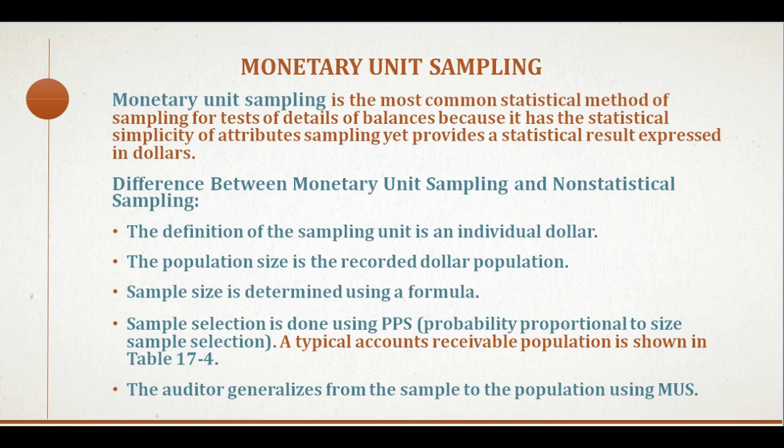The difference between monetary unit sampling and non-statistical sampling is that the definition of the sampling unit is an individual dollar. The population size is the recorded dollar population. Sample size is determined using a formula. Sample selection in monetary unit sampling is done using probability proportional to size sample selection. And lastly, the auditor generalizes from the sample to the population using monetary unit sampling.